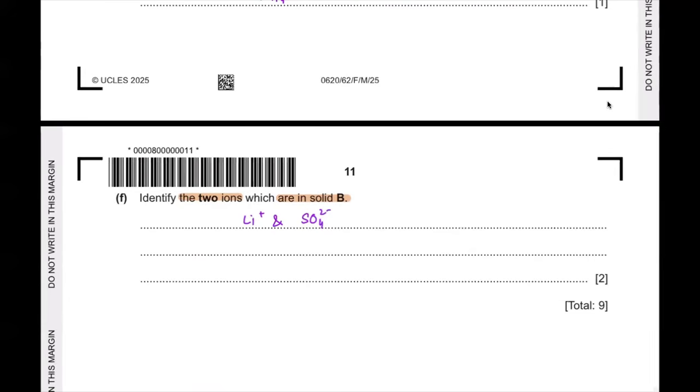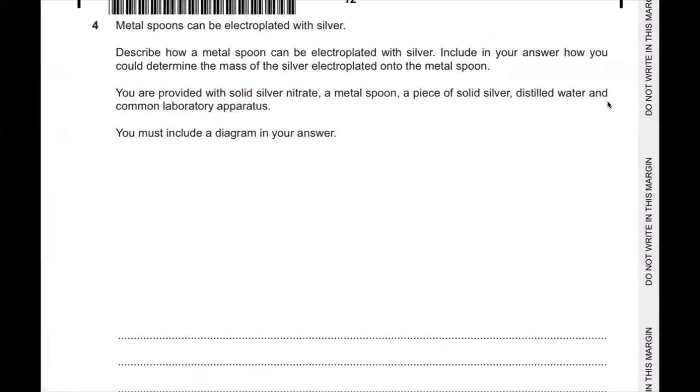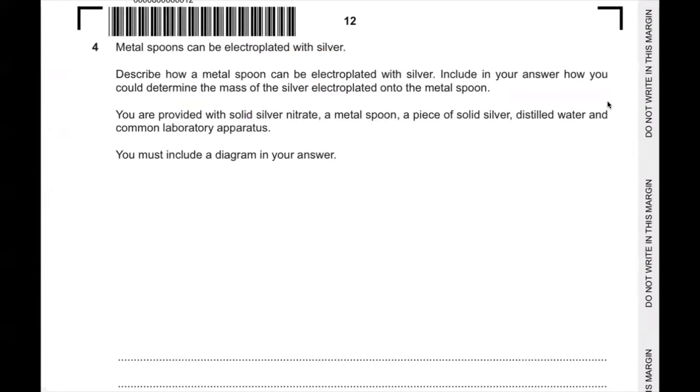Now, we are going to the last question, and the last question is really easy. A metal spoon can be electroplated with silver. Describe how a metal spoon can be electroplated with silver. Include in your answer how you could determine the mass of silver electroplated on the metal spoon. You are provided with solid silver nitrate, a metal spoon, a piece of solid silver, distilled water, and the common laboratory apparatus.